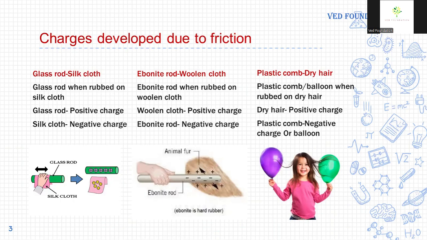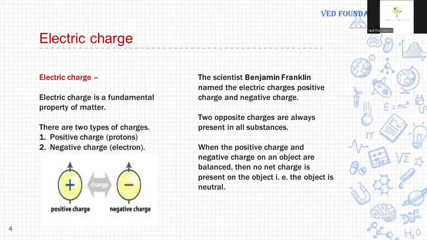Charges developed due to friction. When a glass rod is rubbed on silk cloth, positive charge develops on the glass rod and negative charge develops on the silk cloth. When an ebonite rod is rubbed on woolen cloth, positive charge develops on the woolen cloth and negative charge develops on the ebonite rod. When a plastic comb is rubbed on dry hair, positive charge develops on the dry hair and negative charge develops on the plastic comb.